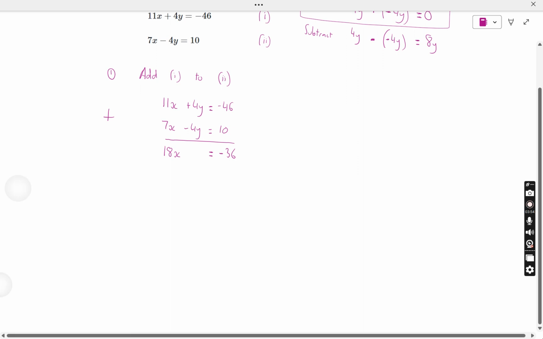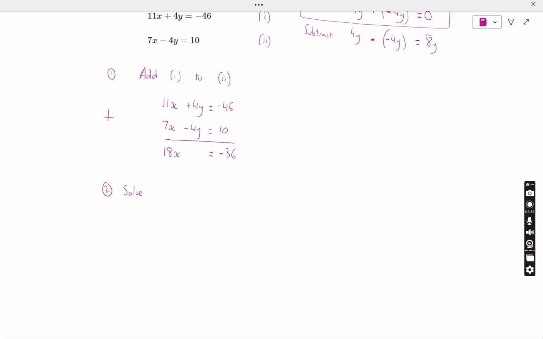Next step, so step 2, we're going to solve for x. So I'm going to rewrite this. 18x equals negative 36. If I divide both sides by 18, negative 36 divided by 18 is negative 2. So I'm going to have x equals negative 2.